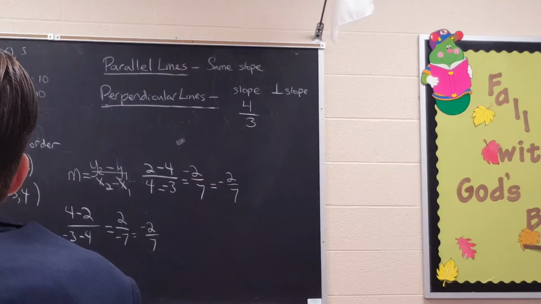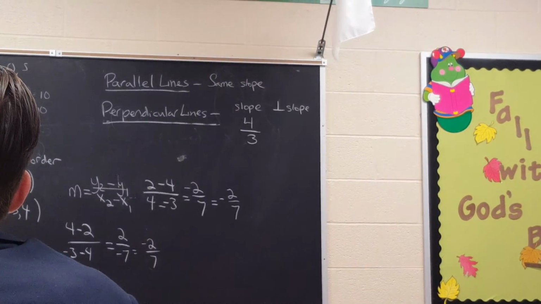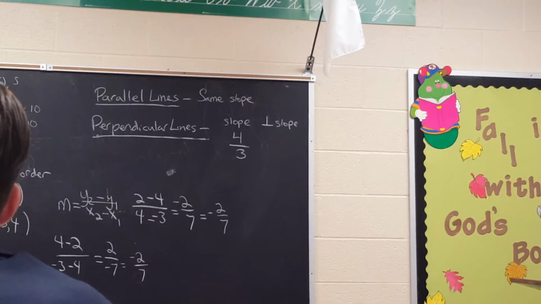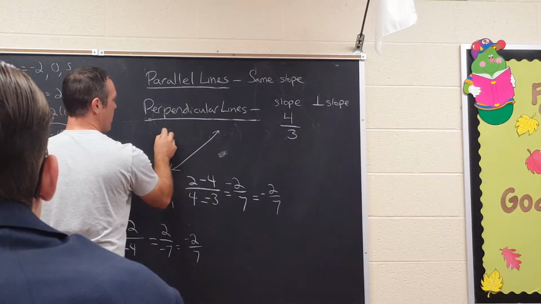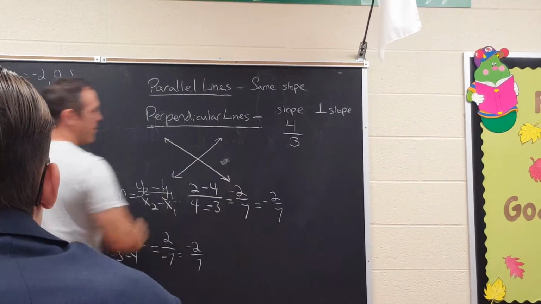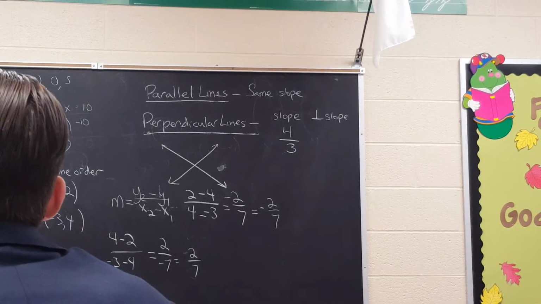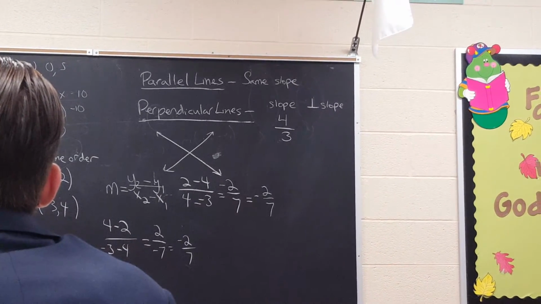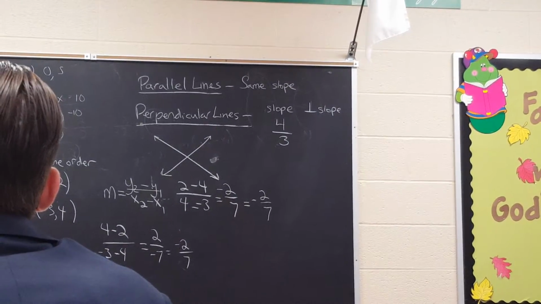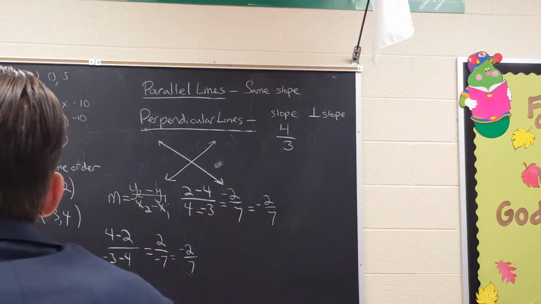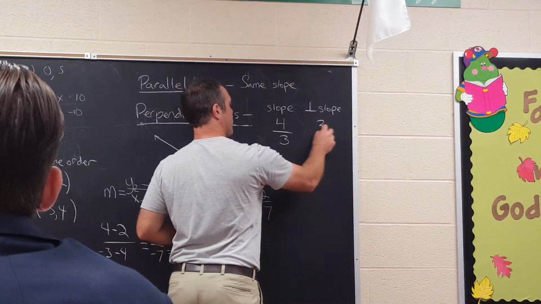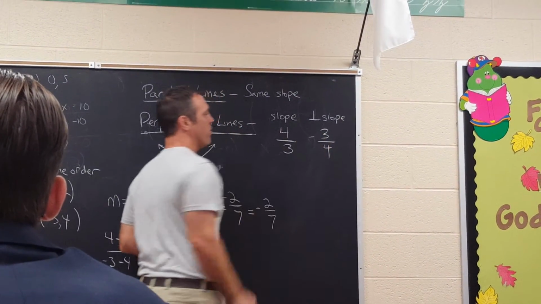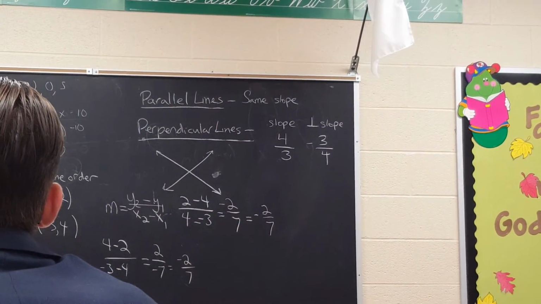Could they both be positive if they're crossing like this? Let's just draw it and you figure it out. If we draw them perpendicular like this, and they're not vertical and horizontal, wouldn't one have to be positive and one have to be negative? Okay, so it's not just the reciprocal, it's the negative reciprocal. They're opposite signs: flip them and change the signs. So that would be an example of a perpendicular slope.